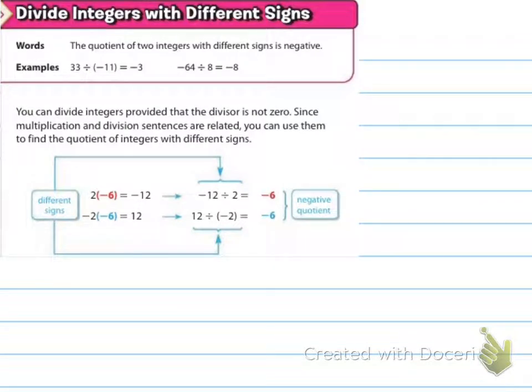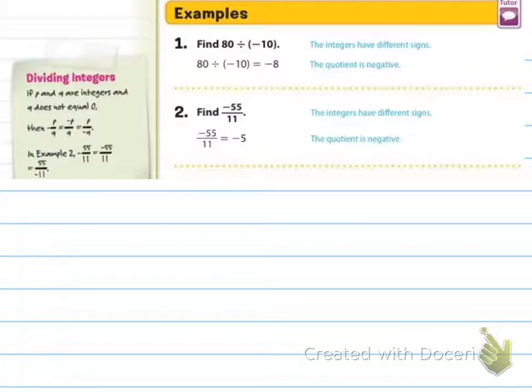Basically, dividing integers is the same exact thing as multiplying integers, and I could really stop the video right now and end it there. But you can write down the examples here, different signs. Do the example 1 and 2. Example 1 says 80 divided by -10. You're going to do 80 divided by 10, just divide like normal, and that would be 8, and then they're different signs, so it's going to be a negative.